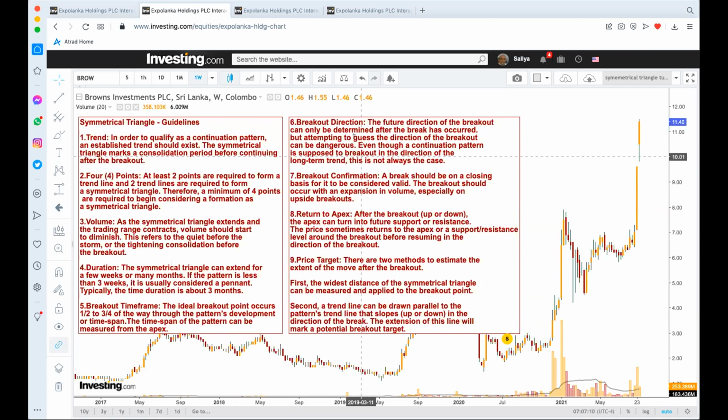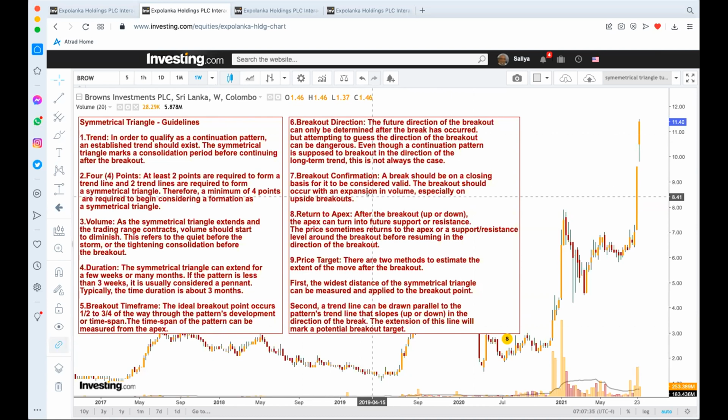Breakout direction. The future direction of the breakout can only be determined after the break has occurred. Attempting to guess the direction of the breakout can be dangerous. Even though a continuation pattern is supposed to break out in the direction of the long-term trend, this is not always the case, right?